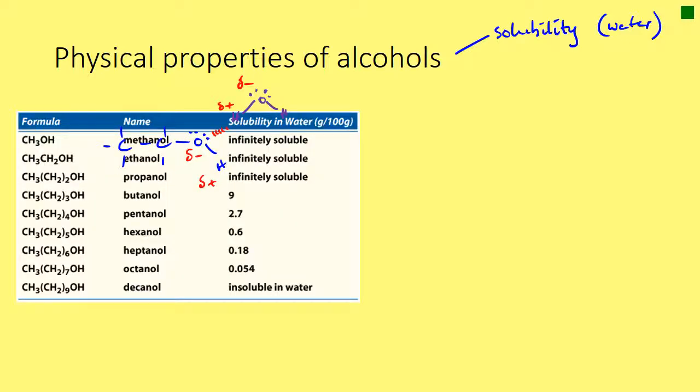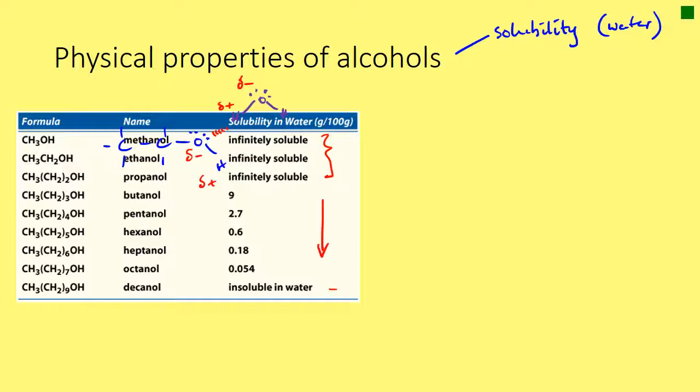So let's have a look at this table. You can see that the small molecules are infinitely soluble. Here, the smaller alcohols are infinitely soluble, but then gradually, as you get longer chains, until you get to decanol, it's actually not soluble in water. So let's explain that while we're at it.